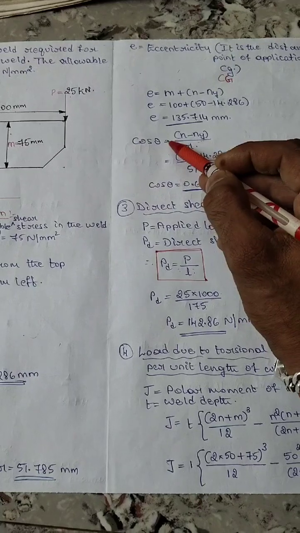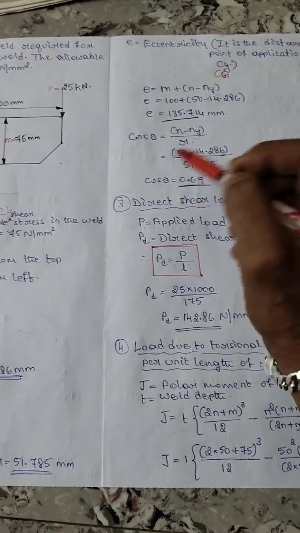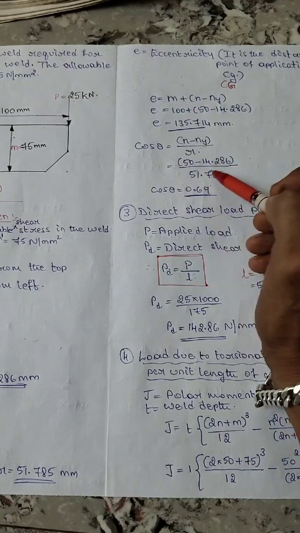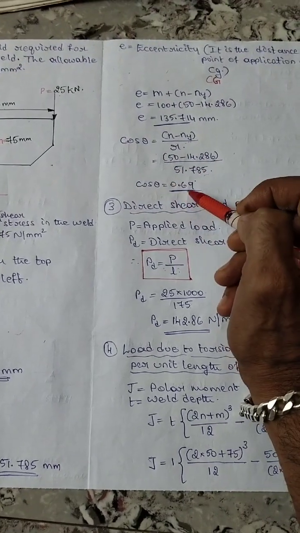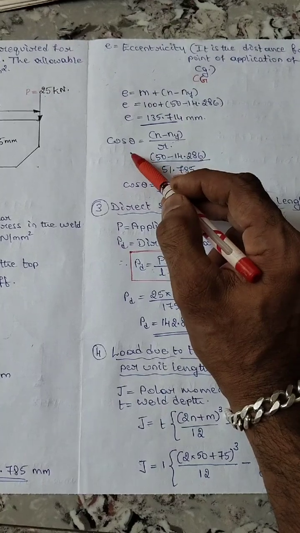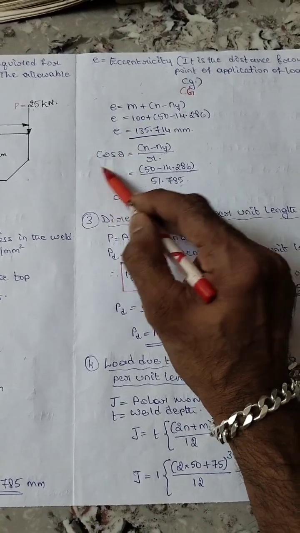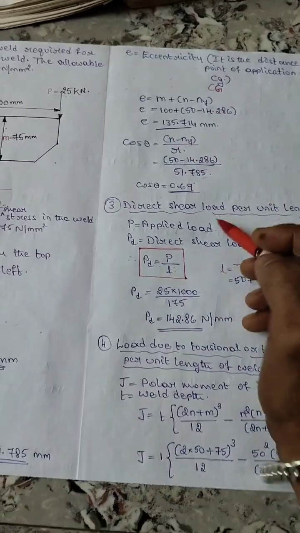And next, cos theta is equal to n minus ny by r. This equation is also not available in your data handbook. So you will get the cos theta value, but make sure that while using the calculator, it should be in degree mode, not in radians.